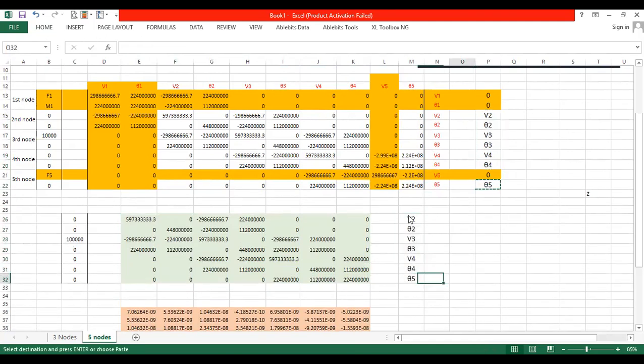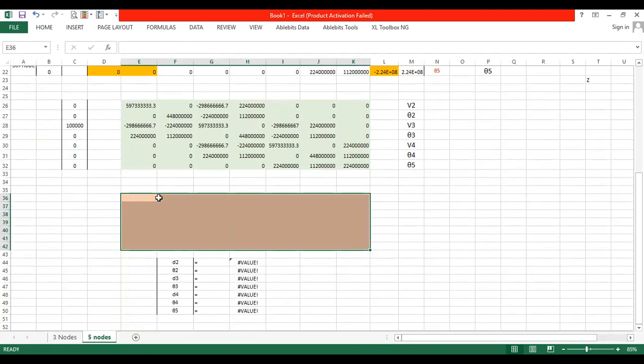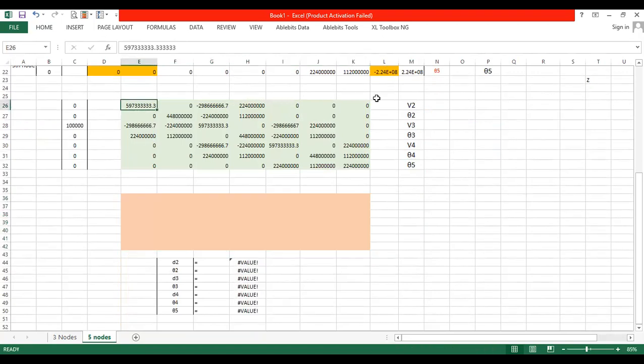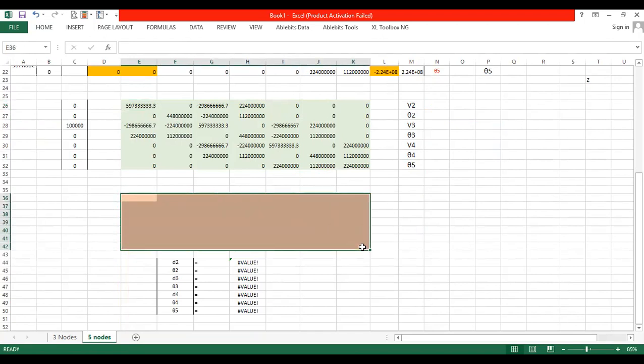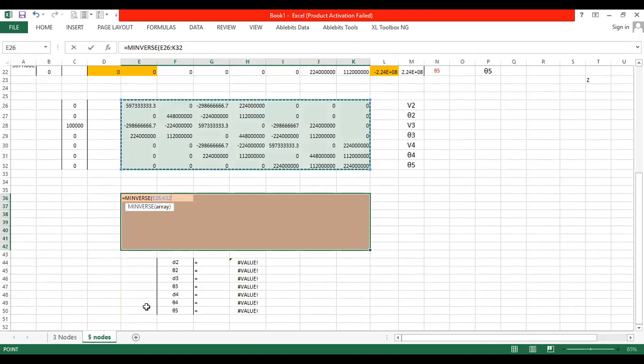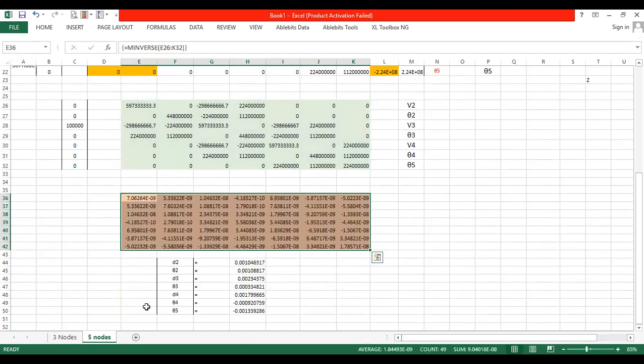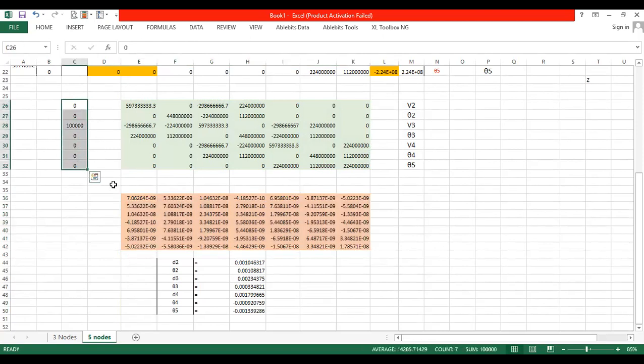Again, we have to determine the unknown displacements, so you need to take the inverse of this matrix. It will be a 7 by 7 matrix. So I'll select 7 by 7 cells, use the inverse function, select the matrix, and press Control Shift Enter. Press these three together: first press Control, and while holding Control, press Shift, and while holding both, press Enter. So this is the inverse. The inverse should be multiplied by this matrix, because this is the force matrix. This is the stiffness matrix.